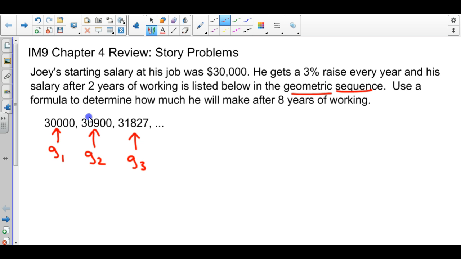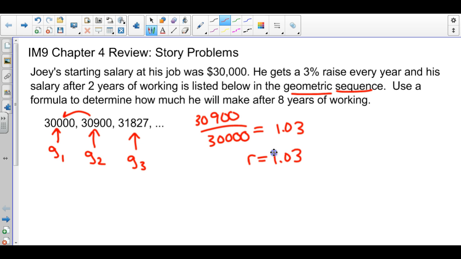So what we could do, since this is a geometric sequence, is to find the common ratio. I'm going to take the second number divided by the first number. So I'm going to take 30,900 and divide it by 30,000. And try doing this along in your calculator too. That's going to give me 1.03. So if I took my second divided by the first number, that means that my common ratio is 1.03. And while I'm at it, I'm just going to identify that my first term, G1, is 30,000.